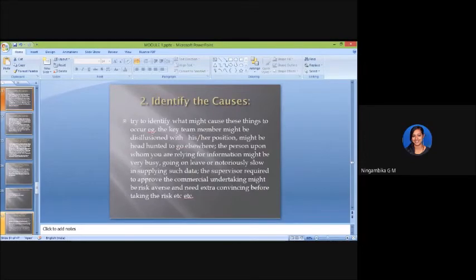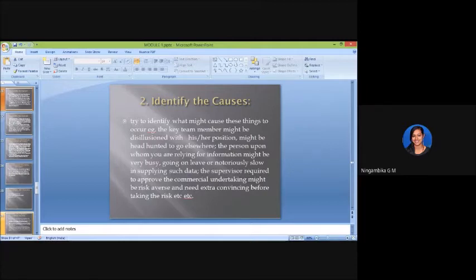Coming to the second one, identify the causes. When you know the risk has happened, why it has happened, when it has happened, how can it happen? These things need to be analyzed in a better way to go for the further steps. So one among them is you should analyze what the causes of the risk are. Try to identify what might be the causes for these things to occur.